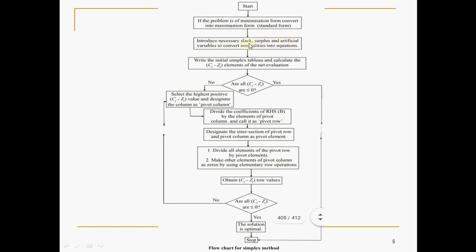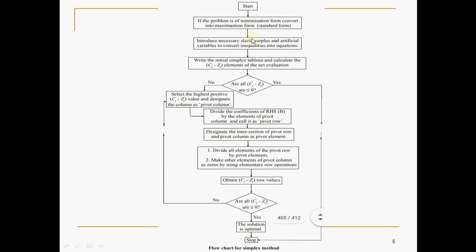If it is lesser than or equal to, we use a slack variable; if greater than or equal to, surplus and artificial variables. If it is exactly an equation also, we introduce artificial variables to get the identity matrix. Then write the initial simplex table, that is simplex table 1, and calculate Cj minus Zj, the net evaluations of all the cells. Once you get all Cj minus Zj lesser than or equal to 0, normally this will not happen in simplex table 1 itself.